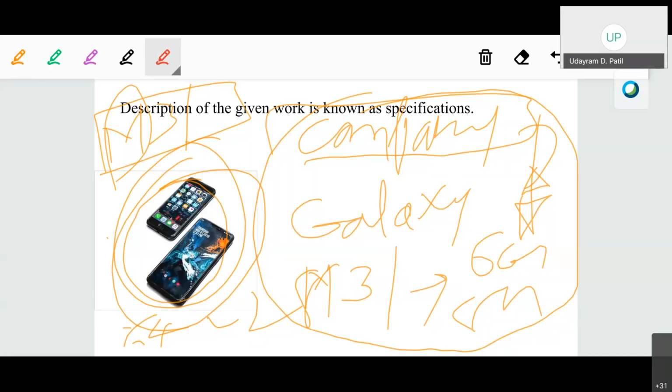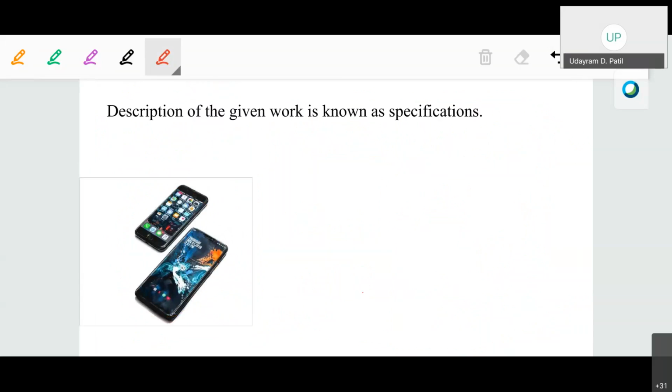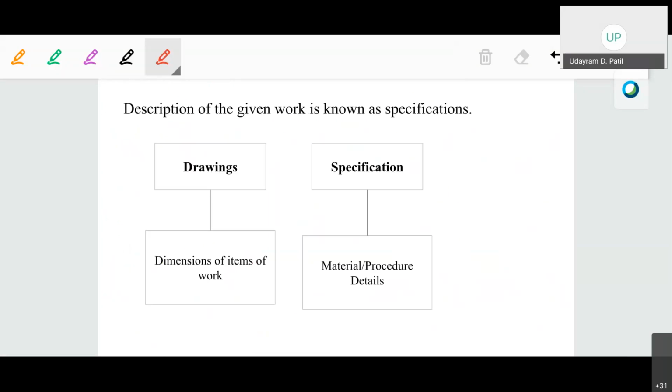Okay, so similarly in case of our particular construction work, first we have calculated, and in our work we get all of the details such as the dimensions of the particular product.